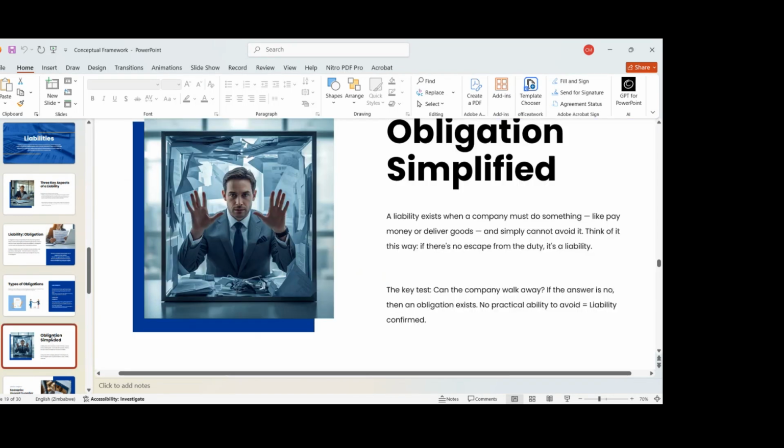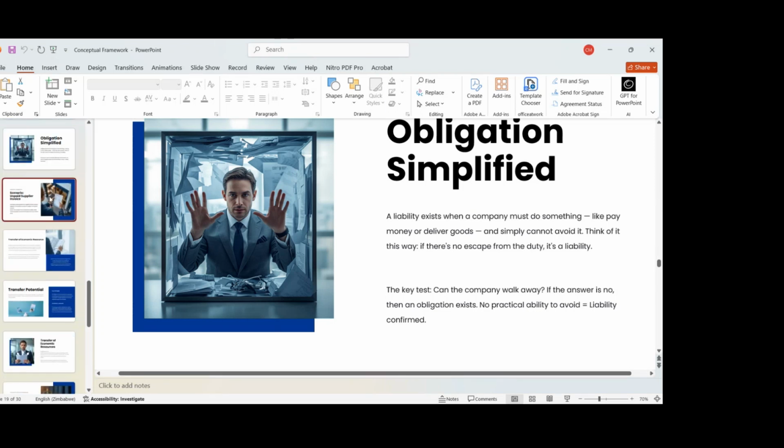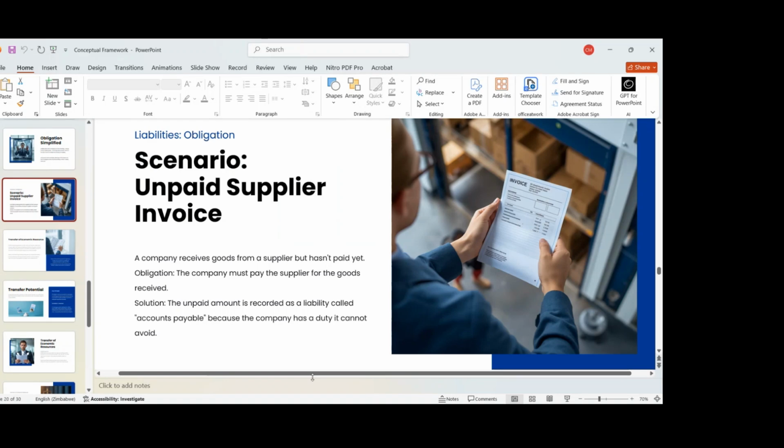So in simple terms, a liability exists when a company must do something like pay money or deliver goods and simply cannot avoid it. Think of it this way: if there is no escape from the duty, it's a liability. So the key test: can the company walk away? If the answer is no, then an obligation exists. There is no practical ability to avoid. Therefore, a liability is confirmed. If you have any questions, please just unmute.